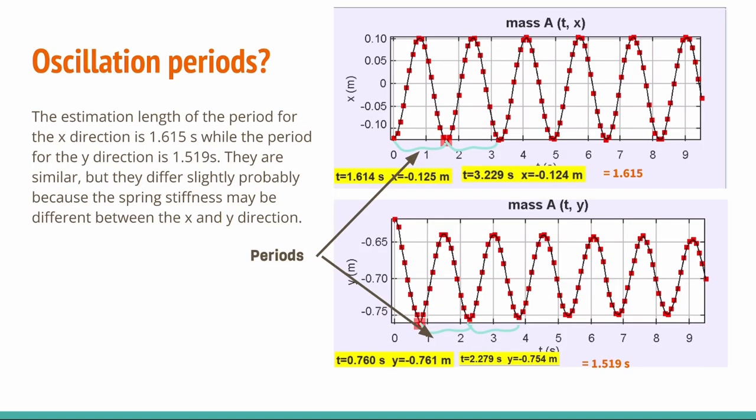Second question is to estimate the oscillation periods. So we calculate the oscillation periods by finding when it reaches the same point and then calculating the difference between those times. As you can see here shown in the graph, I highlighted where these periods are. The estimation of the length of a period for the x direction is 1.615 seconds, while for the y direction is 1.519 seconds. They're pretty similar in size, but they probably differ slightly because the spring stiffness may be different between the x and y directions, and that's why they may be different.